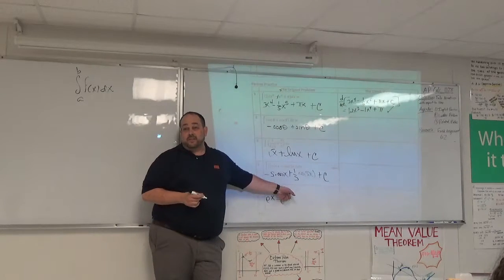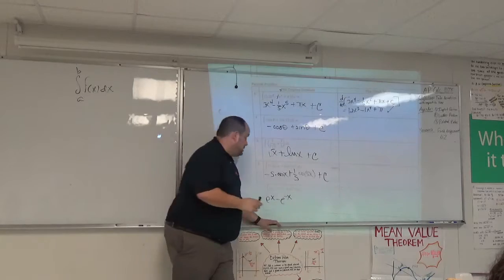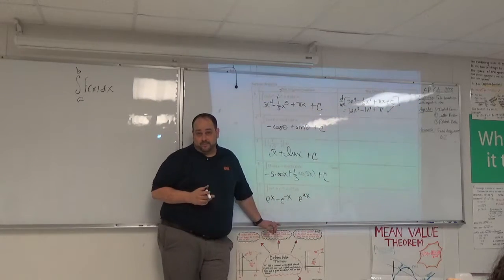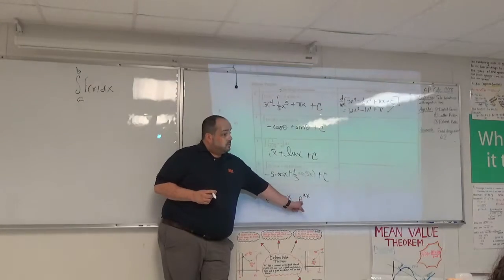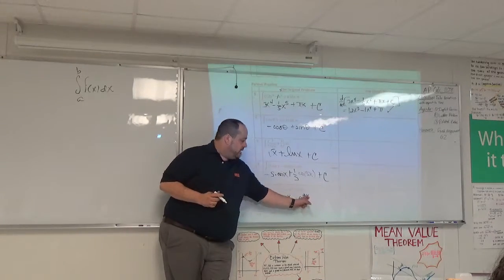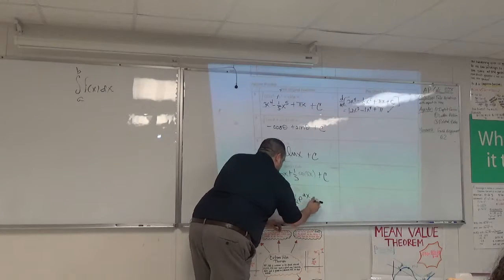What would I take the derivative of to get e to the 2x? I keep hearing e to the 2x. I like it, I don't love it. 1/2. Right, think chain rule. What does the derivative tell you to do? It would be e to the 2x times 2. I don't have times 2, so I'm going to have to do times 1/2.